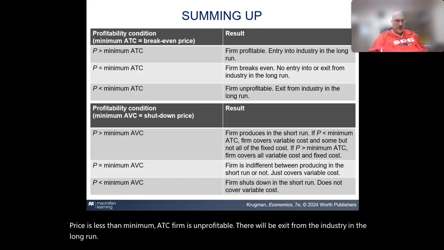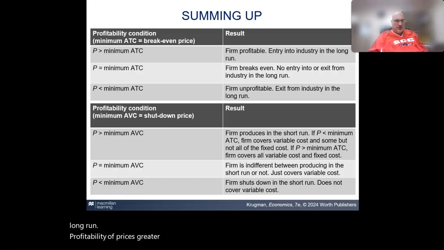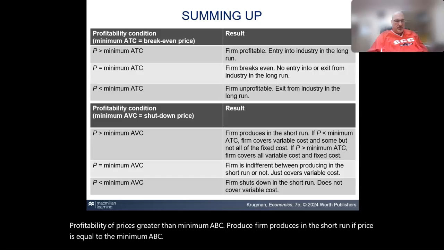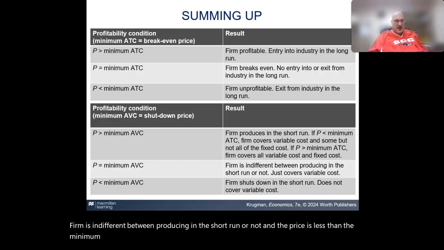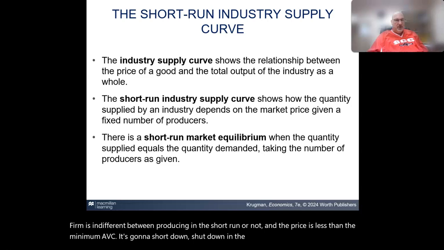Profitability: if price is greater than minimum ATC, the firm produces in the short run. If price is equal to the minimum ATC, the firm is indifferent between producing in the short run or not. And if price is less than the minimum ATC, it's going to shut down in the short run.